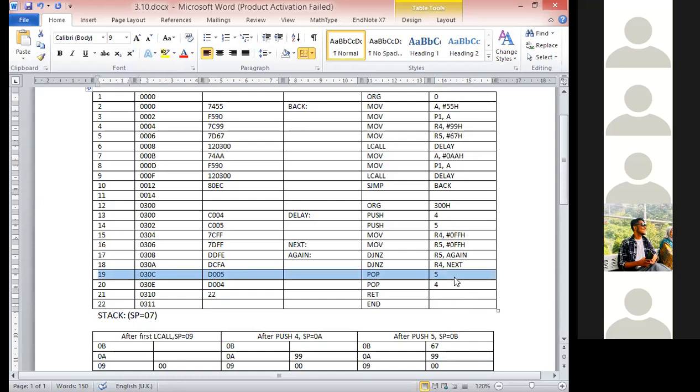67. No, not 67. Look at the previous lines. Look at line number 15, 16. 0. Exactly, 0. When you come to line number 19, the value of R5 is 0.